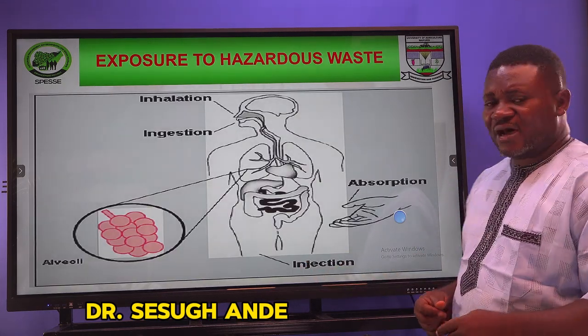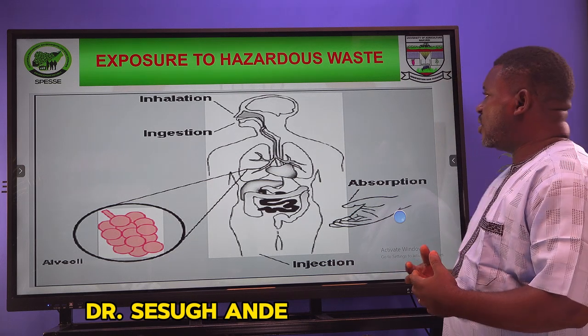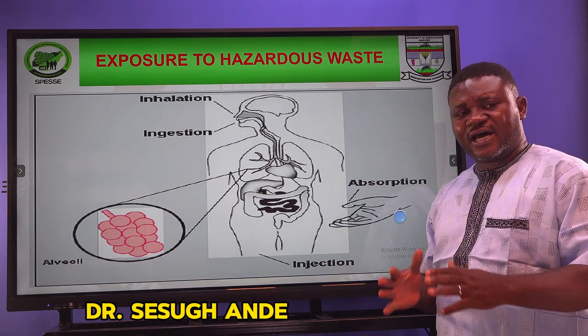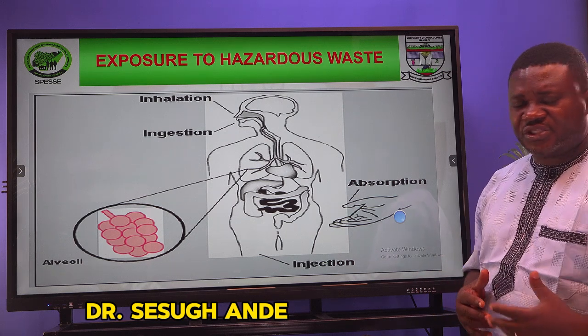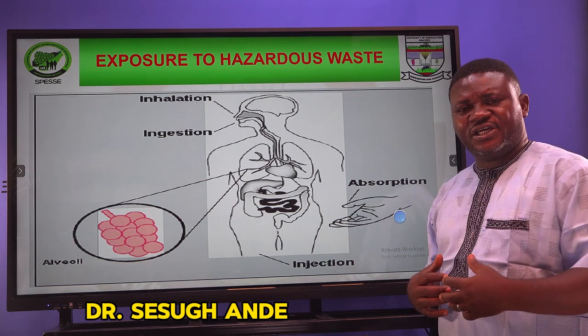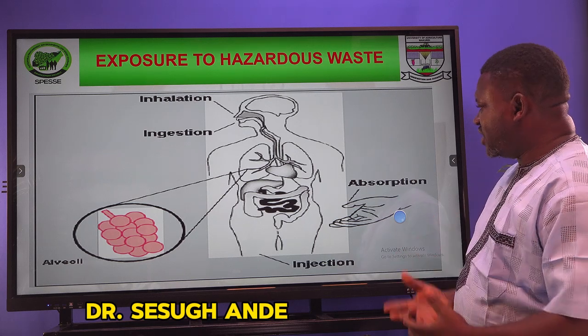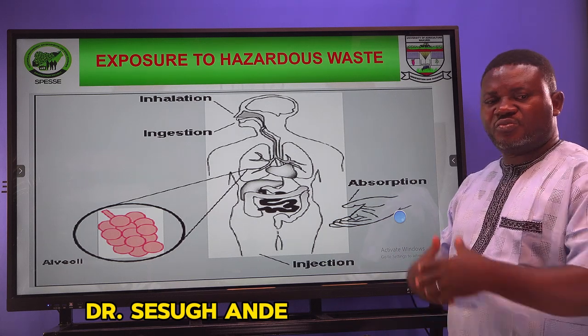Now, exposure to hazardous waste. As human beings, in particular, there are a number of routes or pathways through which these hazardous wastes enter into our systems. One of them is inhalation. You have ingestion, you have absorption. It could be through injection.